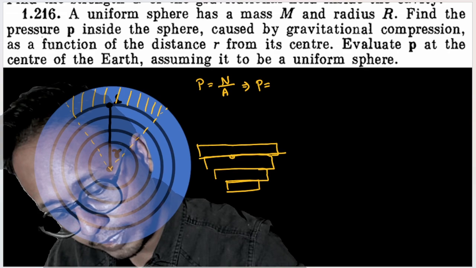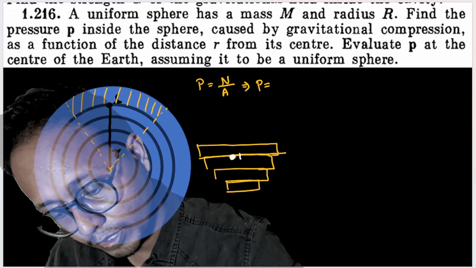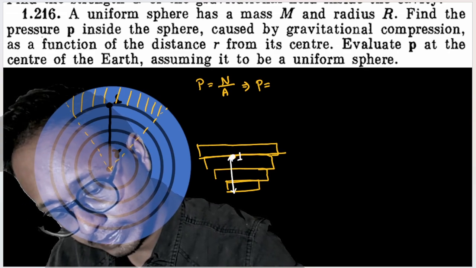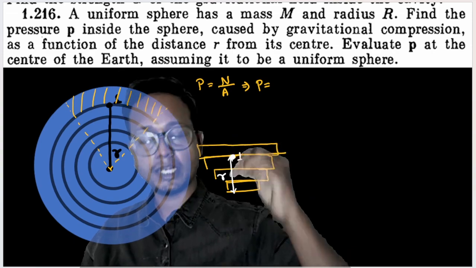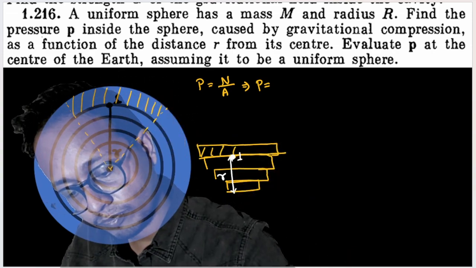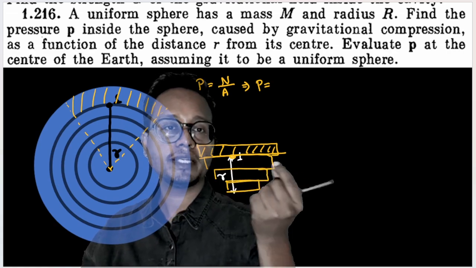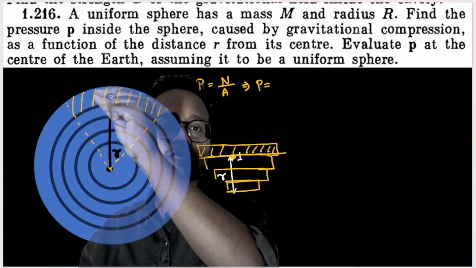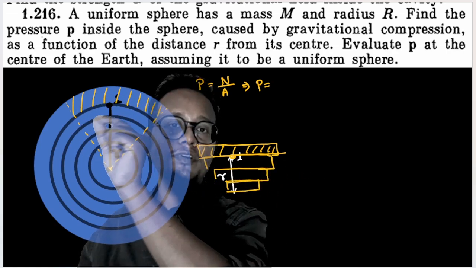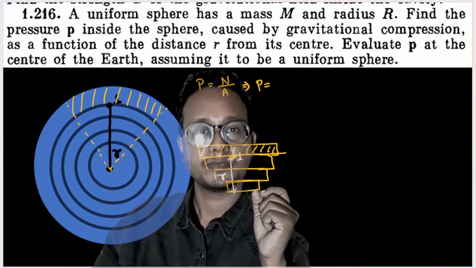Okay. Suppose I want to find out the pressure at point 1. Pressure at point 1 is nothing but the weight of the water above it divided by the cross-sectional area, divided by the area of this much amount of plate, isn't it? This much is understood. Okay.